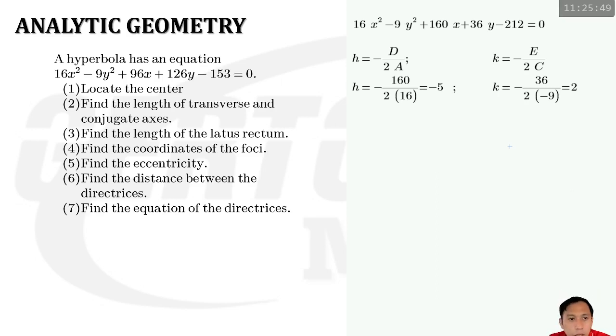This is now different. 16x squared minus 9y squared plus 96x plus 126y minus 153 equal to 0. Locate the center. Start with that. I want you to try solving the center. Go, everyone. Sige daw. Solve daw.